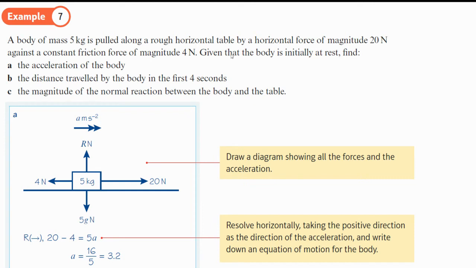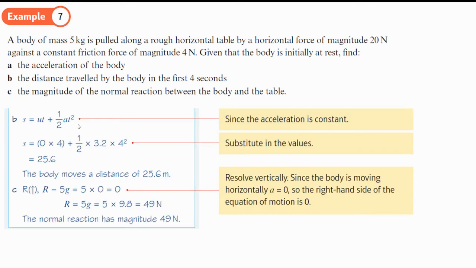This is a constant acceleration because the friction is constant, the 20 newtons is constant, the acceleration is therefore constant, which means we're going to use Suvat equations. So if we use Suvat equations, find the distance traveled after 4 seconds, you can just write down your SUVAT and figure out what we know and what we don't know.